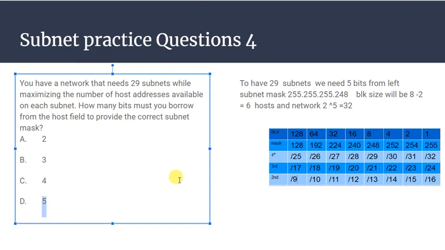And then we can have a network of the remaining bits, that is 3 bits. 3 bits means 8 minus 2, that is 6 hosts, that's all, 6 hosts. And the subnet mask will be slash 29.